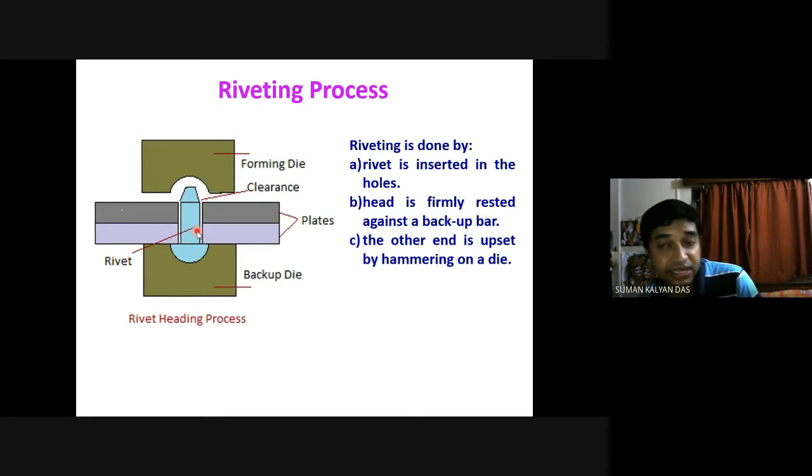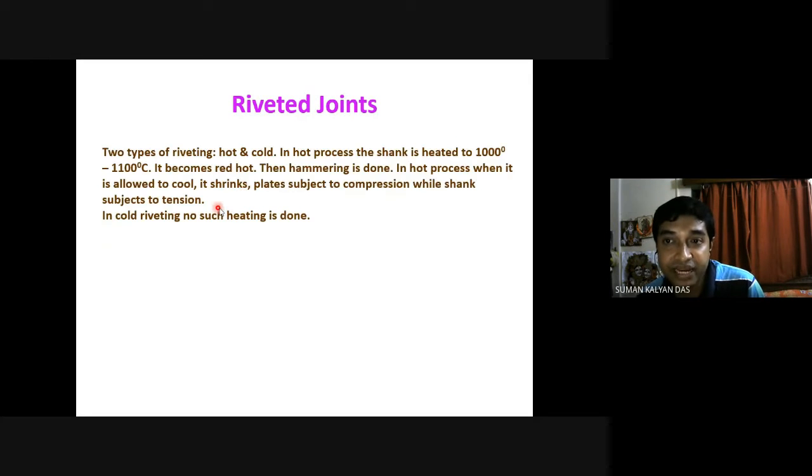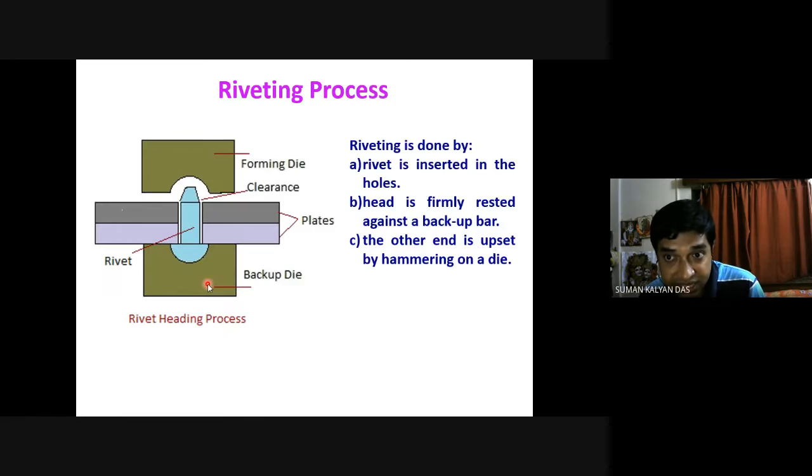Now, what is hot riveting? In case of hot riveting, what we do is we put this rivet in a furnace, or we make this rivet red hot. We heat this rivet and we make it red hot, about 1000 to 1100 degrees centigrade. So you can understand that it becomes red hot. In this red hot condition, the riveting is done. So imagine that this rivet is heated and made red hot, and in this red hot condition, this rivet is inserted like this, and the riveting is done.